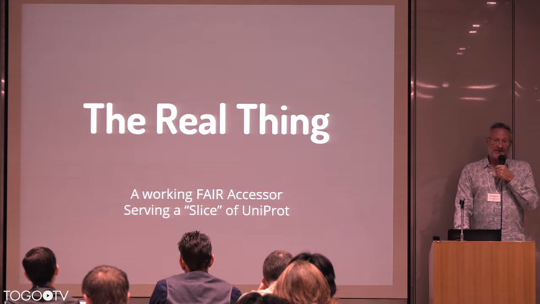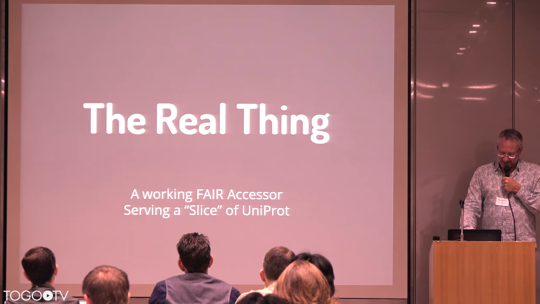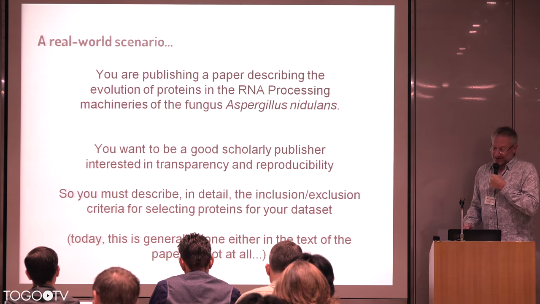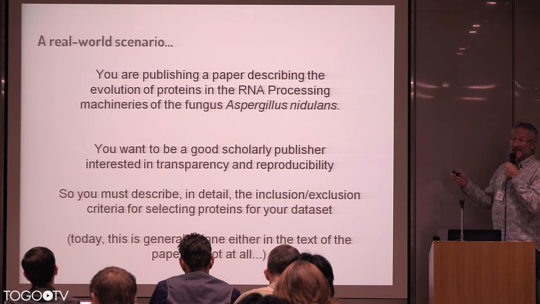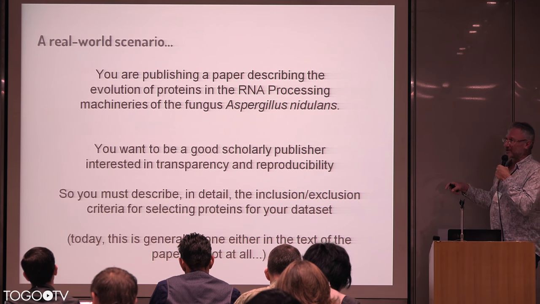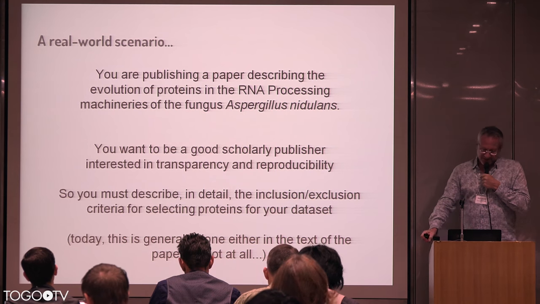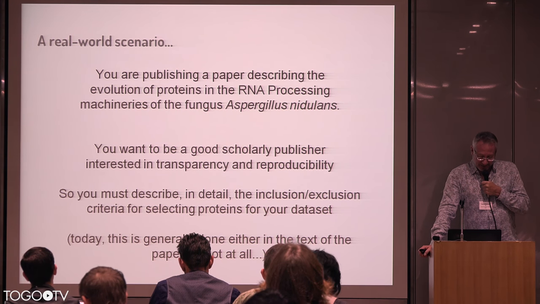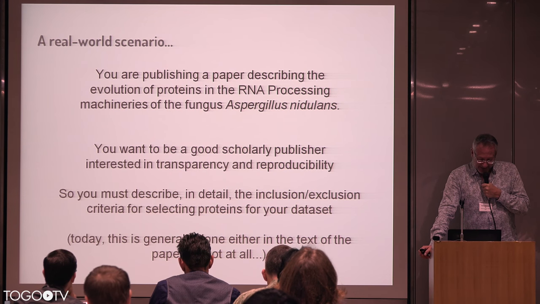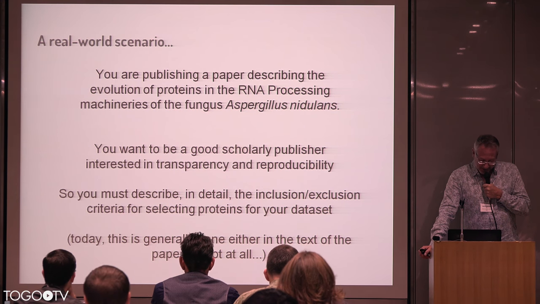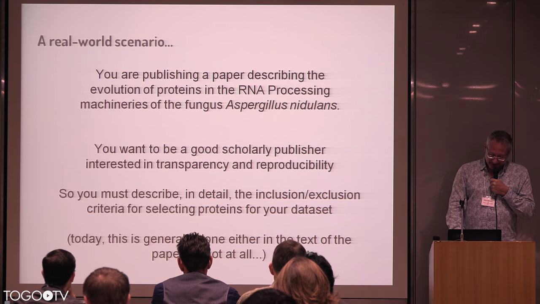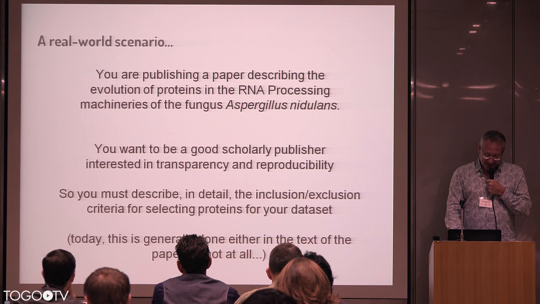So this is what it looks like. This I built at the hackathon last year. So, a real world scenario, and this is actually live if you want to run it on your machines. The URLs work. So let's imagine you're publishing a paper describing protein evolution in RNA processing for Aspergillus, and you want to be transparent and reproducible, so you have to describe in detail the inclusion and exclusion criteria for the proteins in your data set.